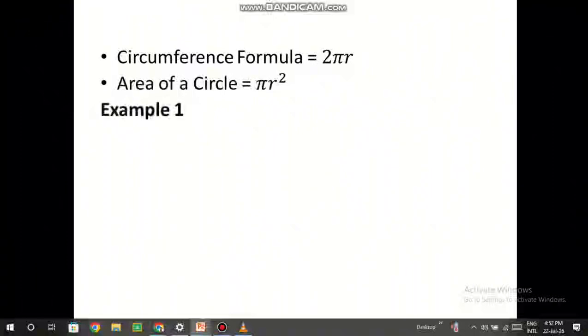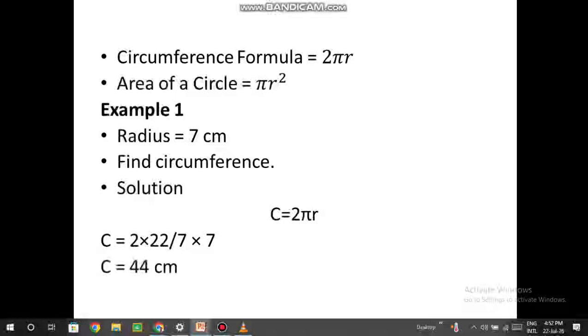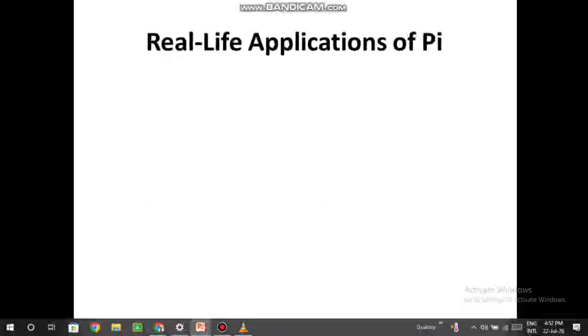So let's see an example of how to put the value of pi in finding the circumference. If the radius of the circle is given as 7, let's put the values. So 2 multiplied by the value of pi multiplied by 7. Now you will see that 7 and 7 will cancel out with each other, and this gives us the circumference equal to 44. Now why have we used 22 by 7? This is very important because 7 and 7 were cancelling with each other. That's why we used the fractional value.